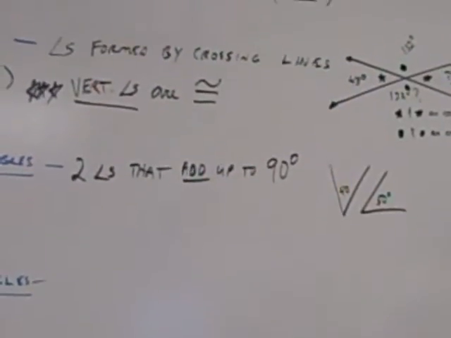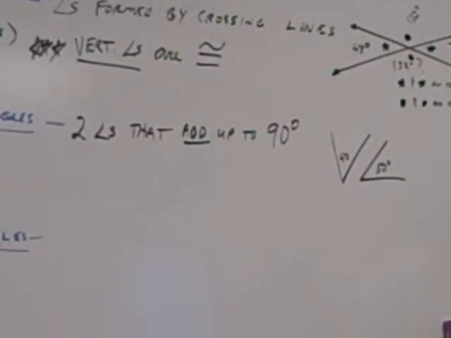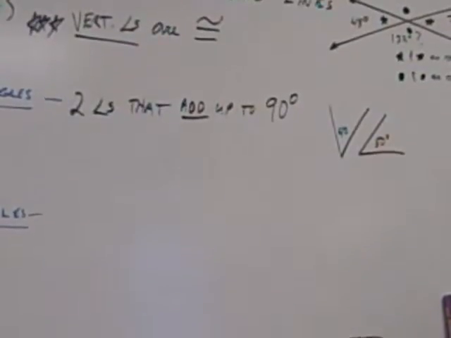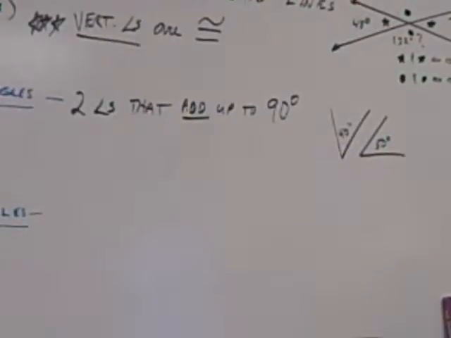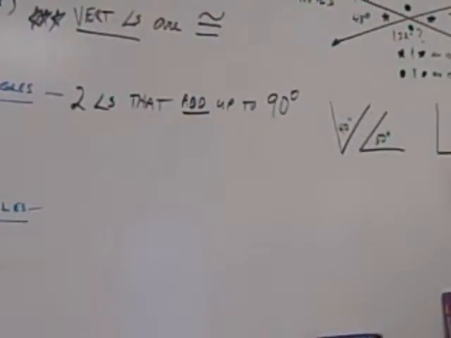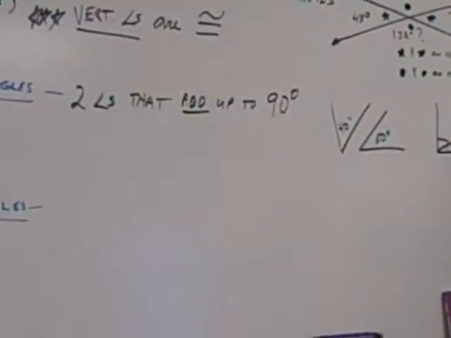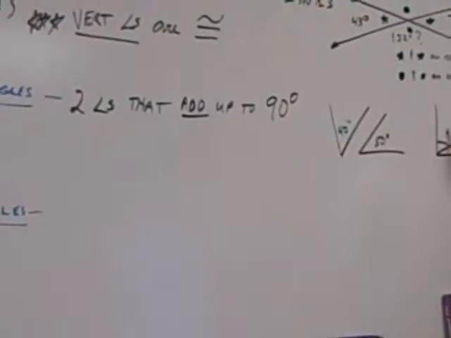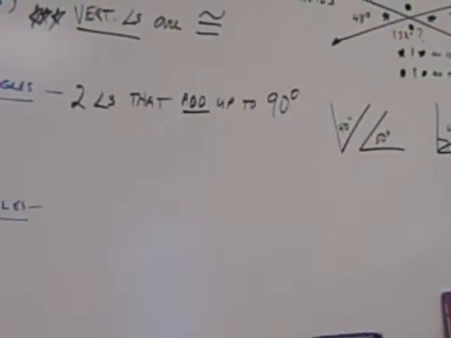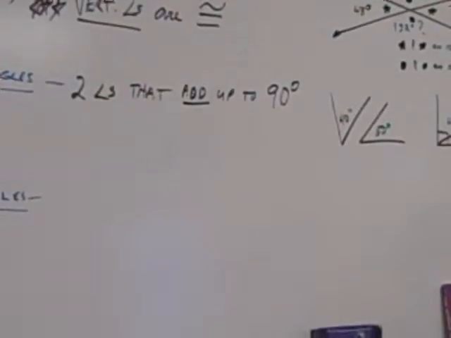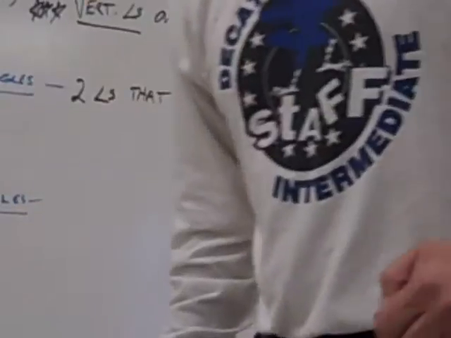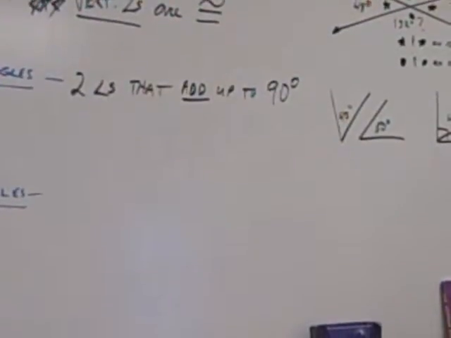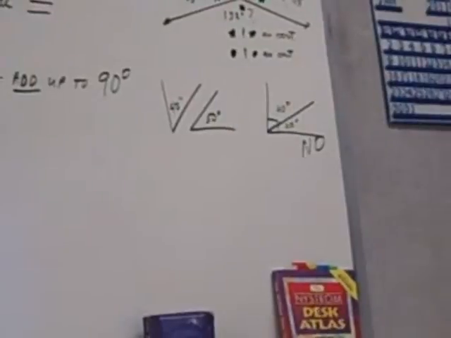What do you think? Are those complementary? Well, yeah, they add up to 90. What do you think? No. Hey, but it has a box in there. It's a right angle, but it's not. It's got a right angle box in there, though. They're not equal.